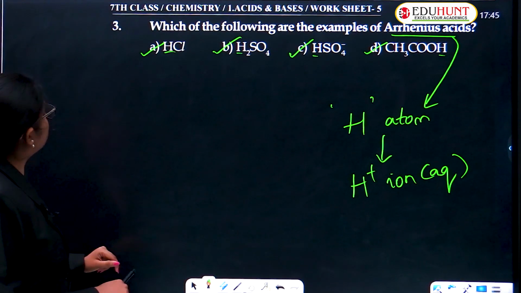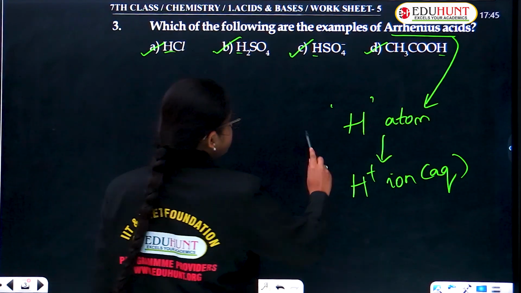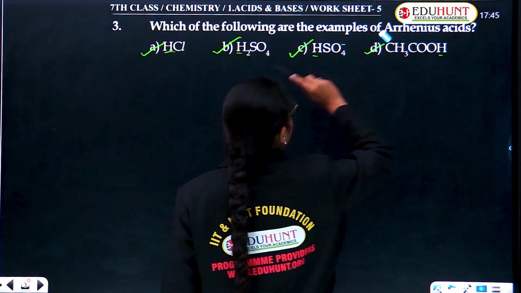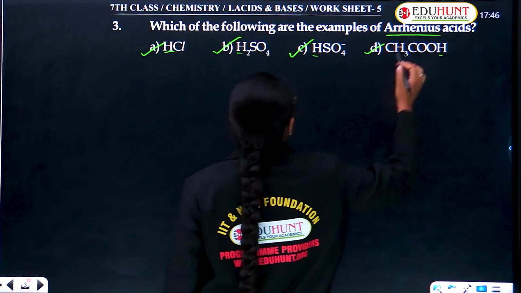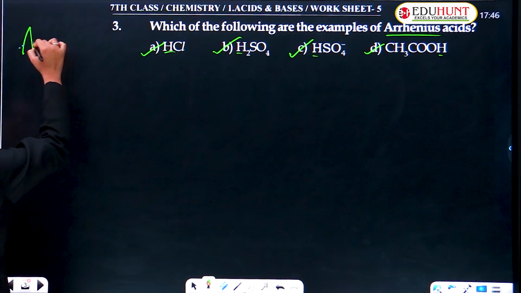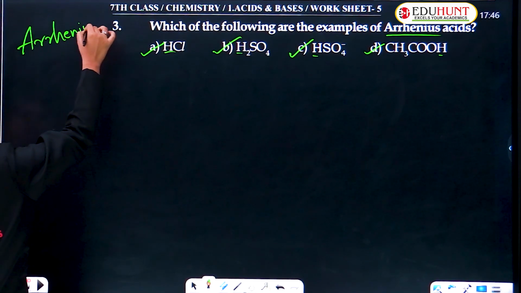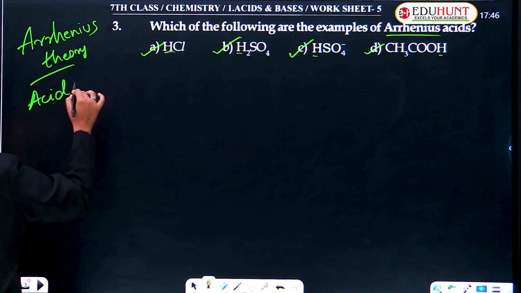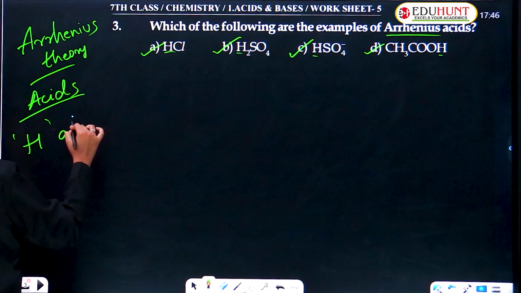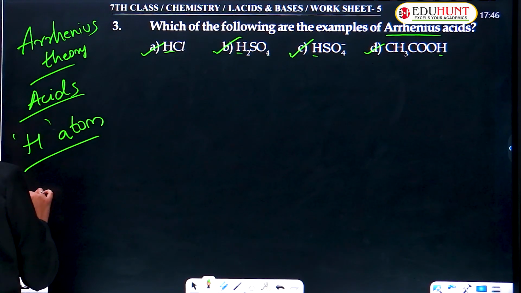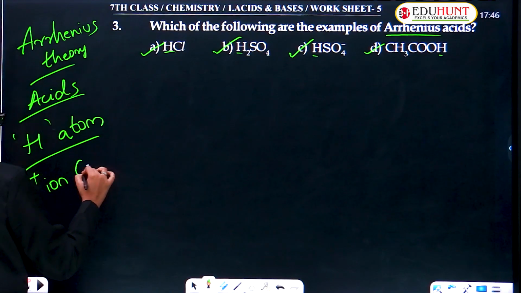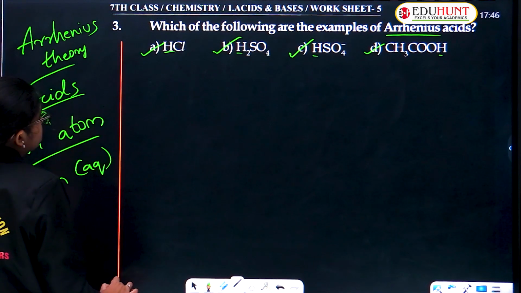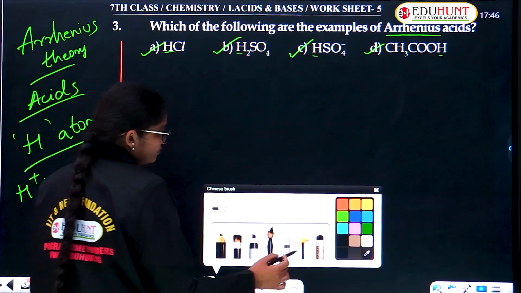Children, how to clarify all this? I'll just write here once again. H atom and H plus ion I'll write here. Okay, so Arrhenius acids, according to Arrhenius theory, should contain a hydrogen atom in it, and it should liberate H plus ion in the aqueous solution. Okay, this is all about that.